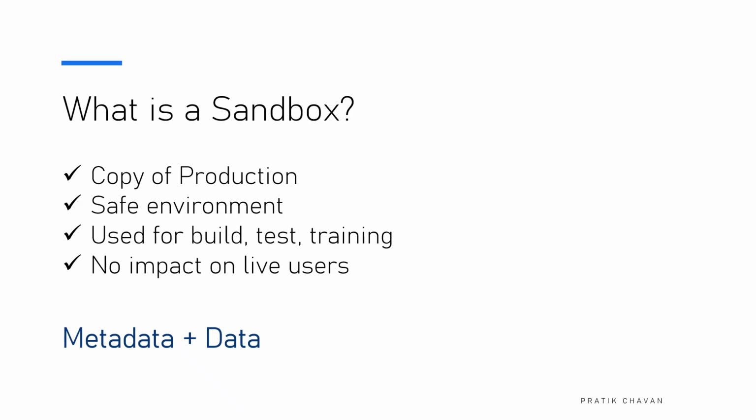A sandbox is simply a copy of your production environment. It allows teams to build, test, train, and validate changes safely without impacting live business users. Two components matter in sandbox questions. First, metadata, meaning configurations like objects, fields, and flows. The second one is data, meaning actual records like accounts, opportunities, and cases. The difference between sandbox types mainly depends on how much data is copied.